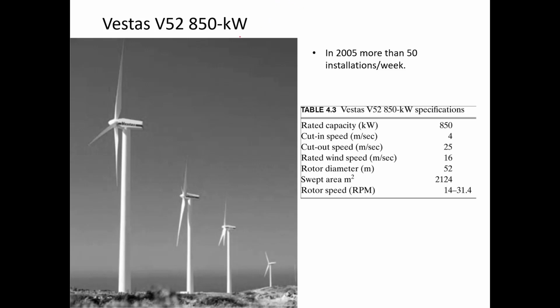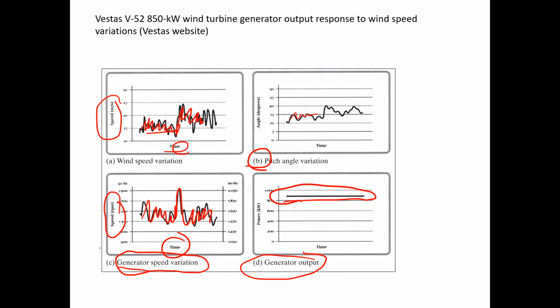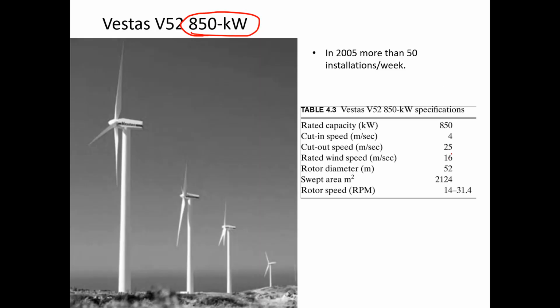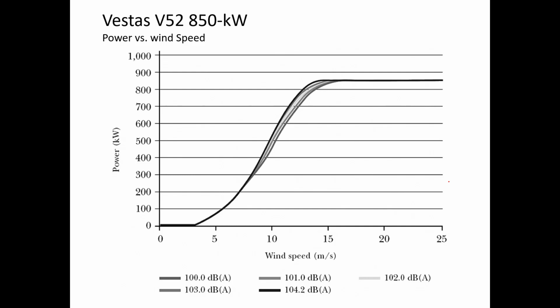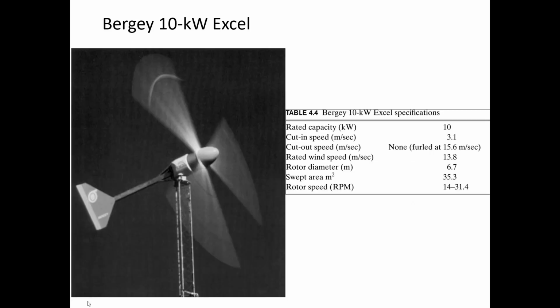This is an example of the one we were just looking at earlier with the control strategy, the Vestas wind turbine. Again, this is the same turbine that we were looking at these graphs for, the Vestas V52. And again, you can see the rated capacity, their cut-in and cut-out speed, their rated wind speed, rotor diameter, sweep area, and so forth. Again, another plot of its power versus wind speed. Here you have another example, a Bergey 10 kilowatt wind turbine, and again, it's rated according to its capacity, cut-in, cut-out speed, rated wind speed, rotor diameter, and so forth.